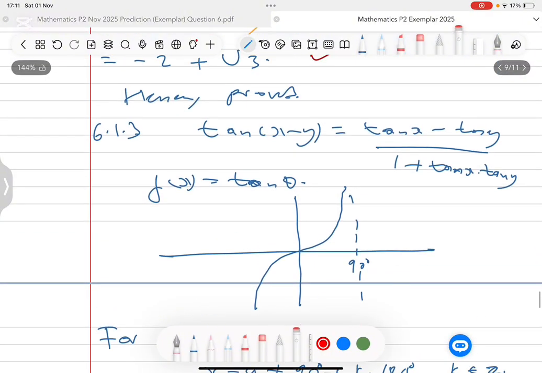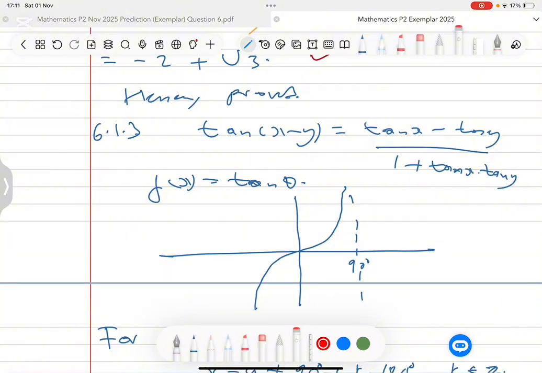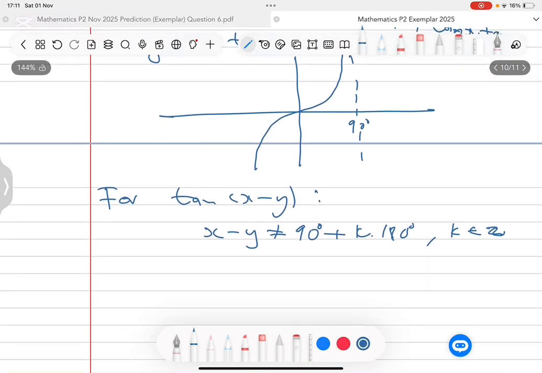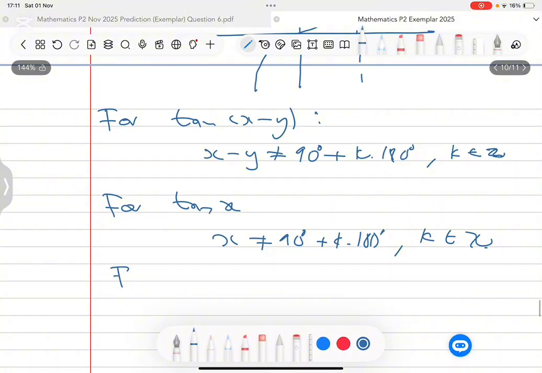However, we have to also note that this trig ratio that we're dealing with now is the same as that. We have proved that it is the same as this trig ratio here, and this consists of tan x and tan y. Therefore, we also have to consider them. We apply the same conditions: if you focus on tan of x, x should never be equal to 90 degrees plus k times 180 degrees, where k is an element of the integers. The same is true for tan of y.